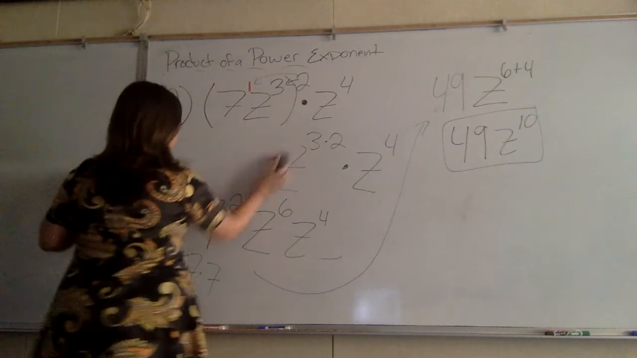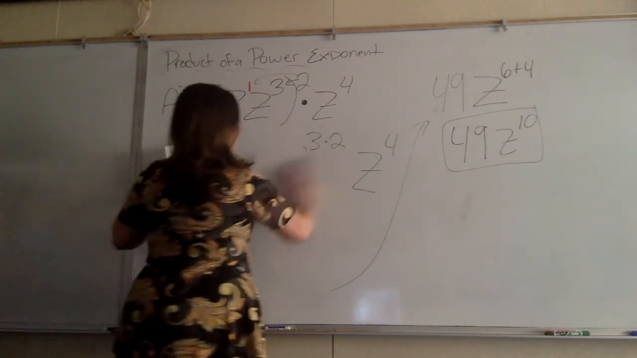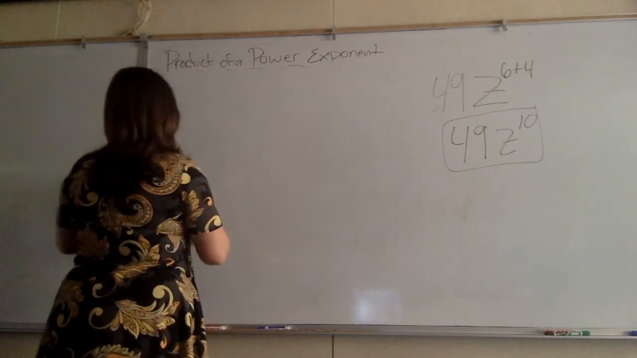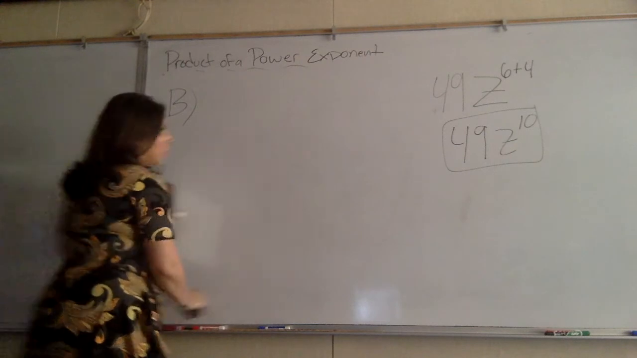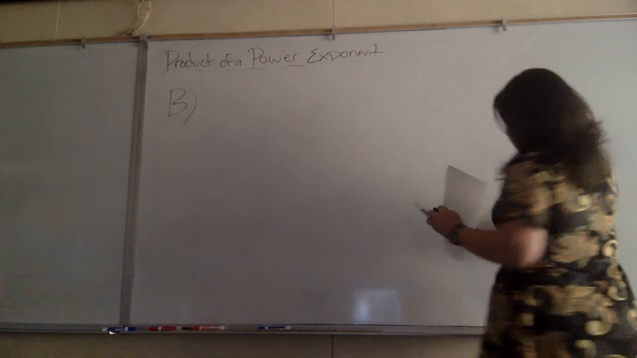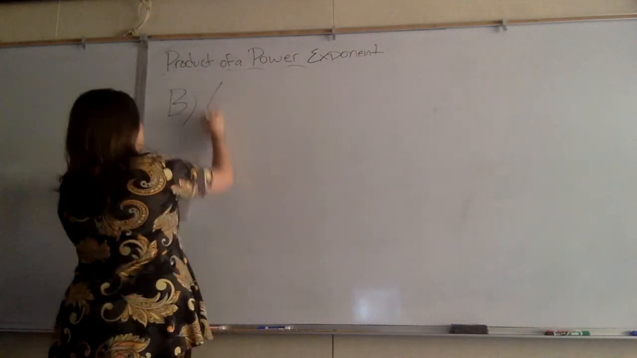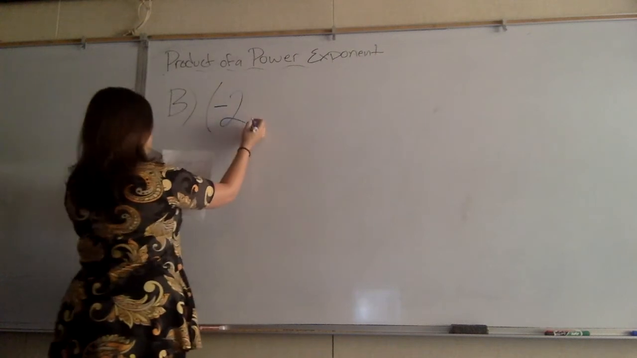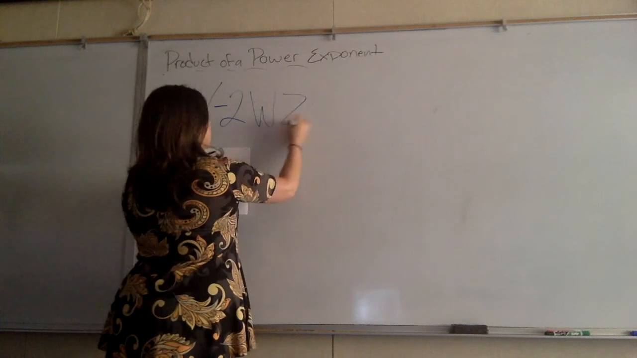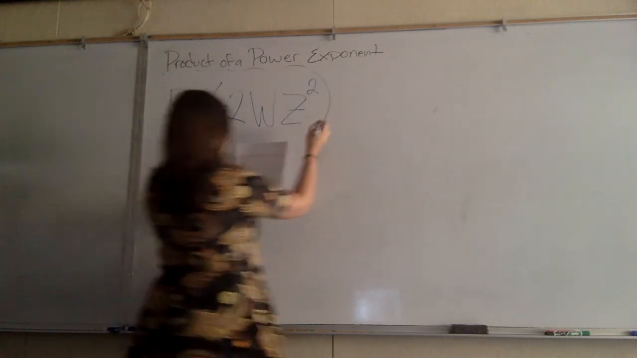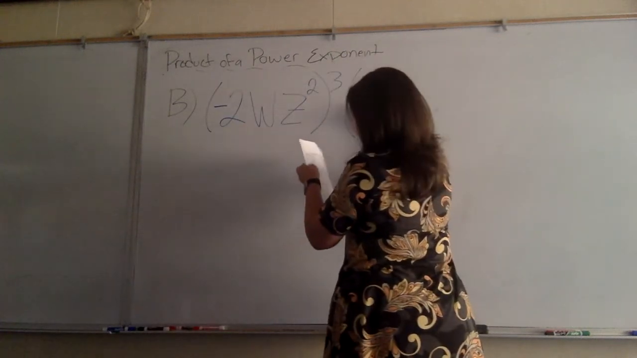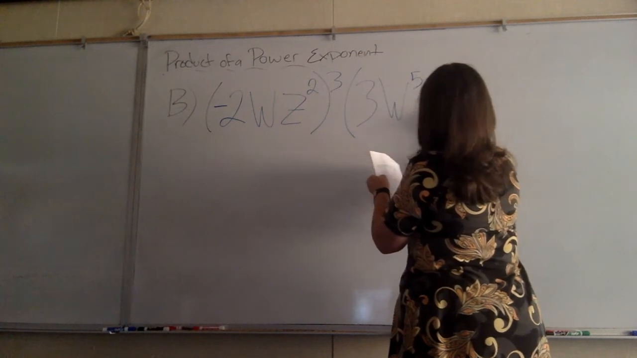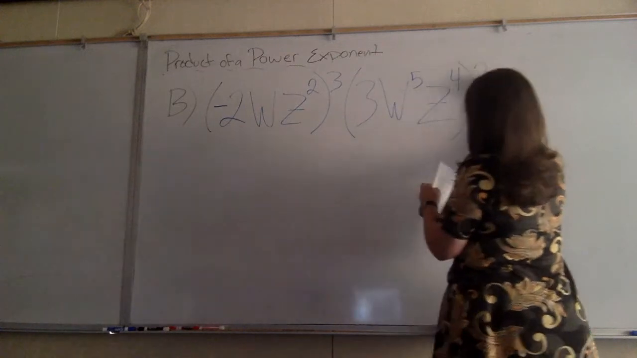Okay, I'm going to erase this. So B. B, we have negative 2 w z squared, all of that to the 3rd, times 3 w to the 5th and z to the 4th, all that squared.